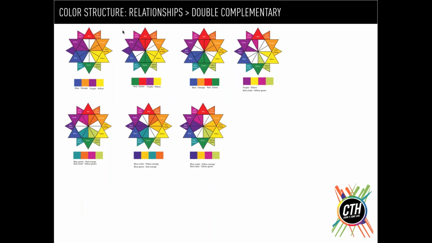Double complementary is 2 sets of complements, like the letter X going across. It's a team matchup. Vikings versus Dolphins, maybe. I don't know. You've got 4 colors with some high contrast.